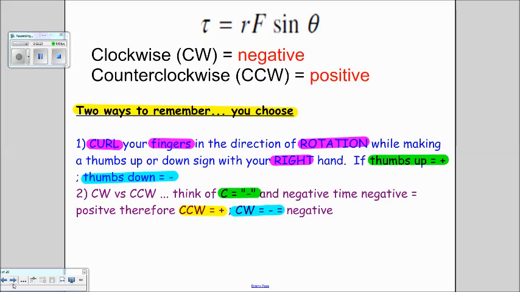Now, positive and negative. Clockwise is negative, counterclockwise is positive. There are two ways that you can remember that. One, if you use your right hand and curl your fingers in the direction of the rotation, if it makes a thumbs up, it's positive. If it makes a thumb down, it's negative. Just remember to use your right hand, otherwise you'll be screwed up. I like number 2 better, personally. Clockwise is negative because there's one C, and C is negative. So counterclockwise, 2 C's, is negative times negative, which equals positive.